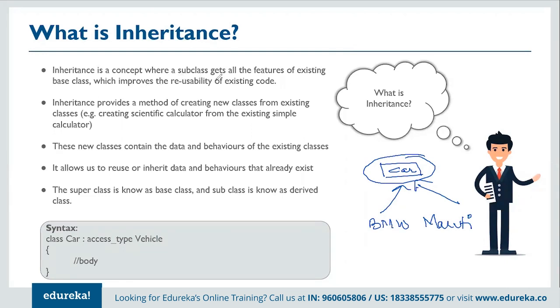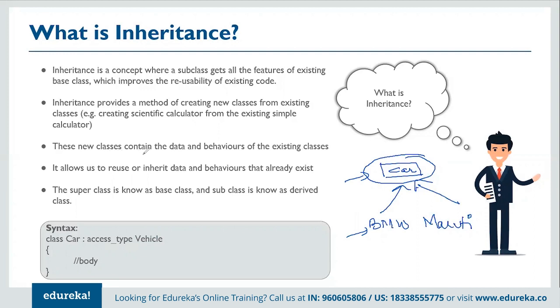This is a concept where a subclass gets all the features of an existing base class. So if something is already there, let's get all the features. Now, inheritance provides a method for creating new classes from existing ones. So these are the new classes. This is an existing class. For example, you create a scientific calculator from an existing simple calculator. In case you had a simple calculator which was performing basic operations of adding numbers, multiplying numbers, now you want to create a scientific calculator which can calculate square root and other complex functions as well. So you should not rewrite the entire scientific calculator class from scratch. You can create a scientific calculator class and it can extend the existing basic calculator, and then you can continue to add the new functionality.